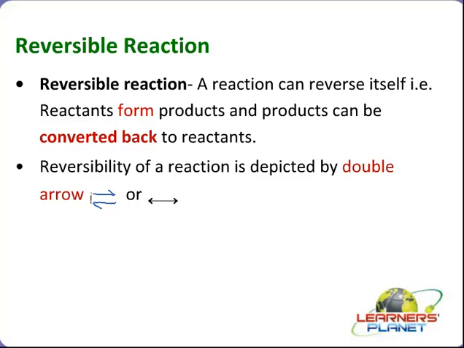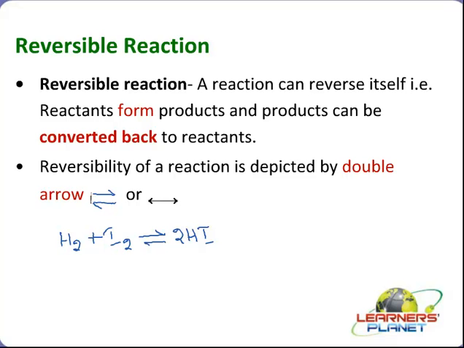For example, hydrogen reacts with iodine giving 2HI. In this case, students, hydrogen is combining with iodine forming hydrogen iodide. Now if I reverse the conditions, we all know that for a chemical reaction to occur, a certain set of conditions is required, that is, a particular temperature and pressure are required. If I reverse the conditions, what will happen? Hydrogen iodide can again form hydrogen and iodine.